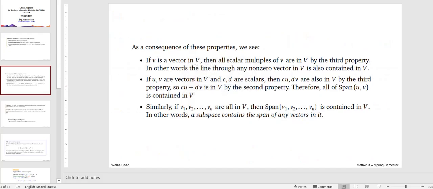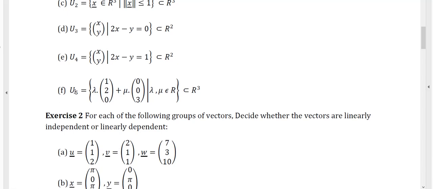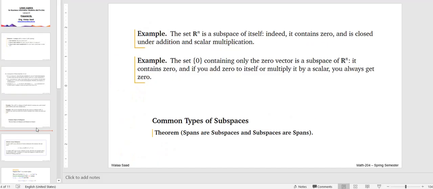the exercise that I left you, part 5 here. It's a constant times a vector plus another constant times another vector. These two constants are free, they can be any number. So we are talking here about a linear combination between these two vectors. So U5 spans x1 and x2, or u and v, these two vectors. And if it spans these two vectors, we can directly conclude that it is a subspace. Why? Because of this theorem, which says that spans are subspaces and subspaces are spans.